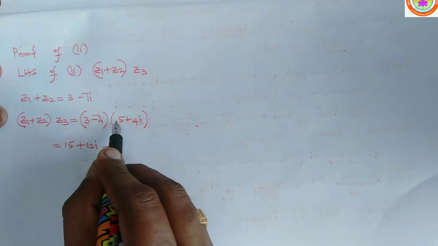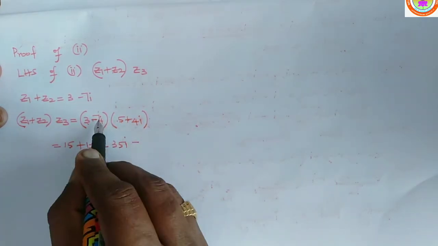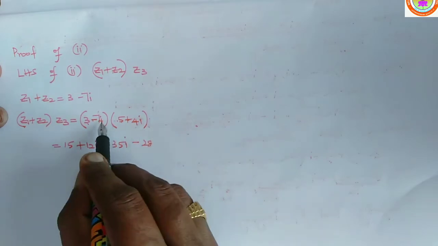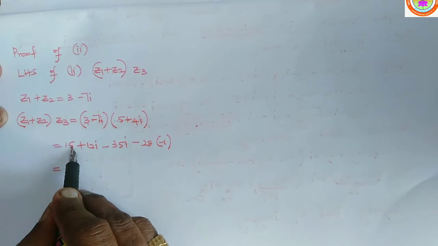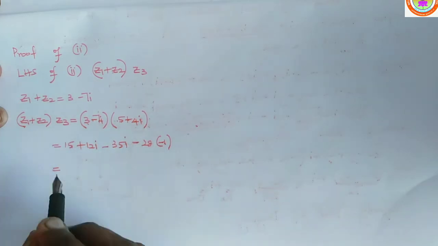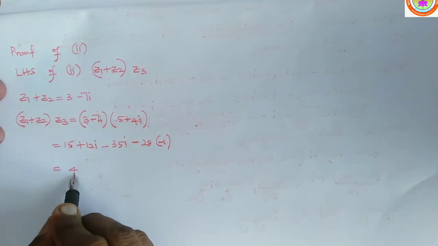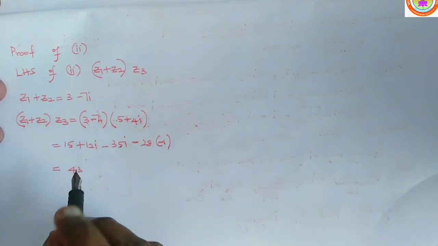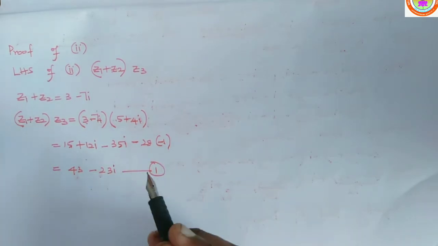Minus 7 5s are 35i. Minus into plus is minus, 7 4s are 28, i into i is i square. i square is minus 1. So 15 minus into minus plus 28. 15 plus 28 gives 43. Minus 35i plus 12i gives minus 23i. Keep it as equation 1.